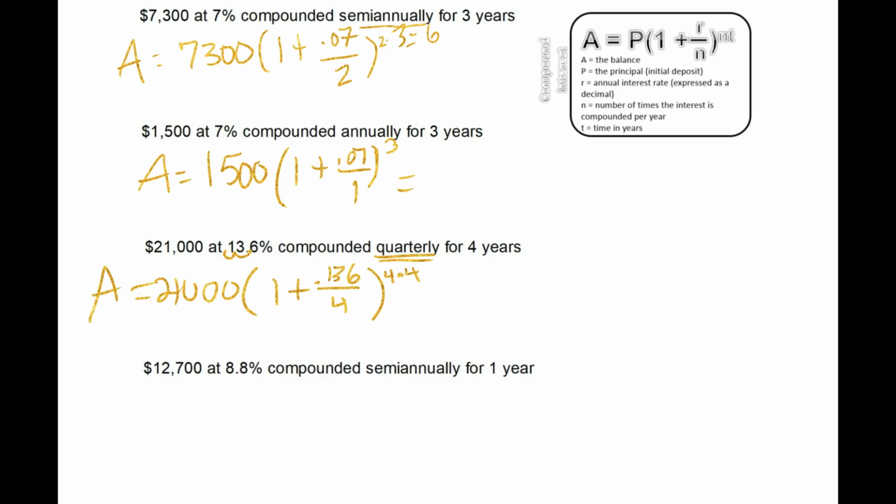It looks like 2,400, but you've been watching. And then semi-annually is twice a year. So A is equal to 12,700 times 1 plus, move that decimal over twice, y'all, 0.088. Semi-annually, 2, and they want to know for 1 year. So it's just going to be 2 times 1, which is 2.